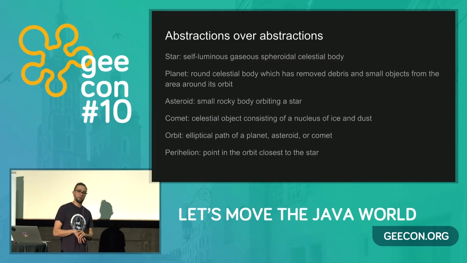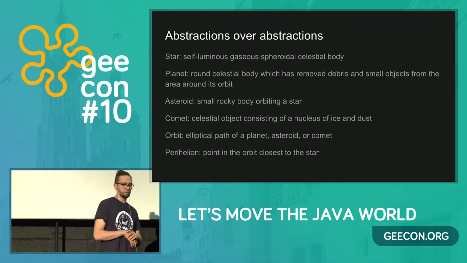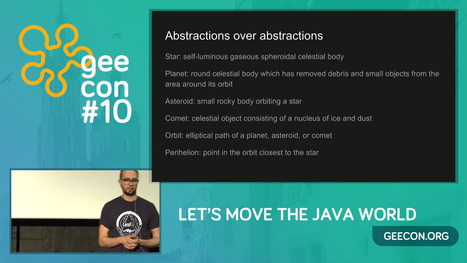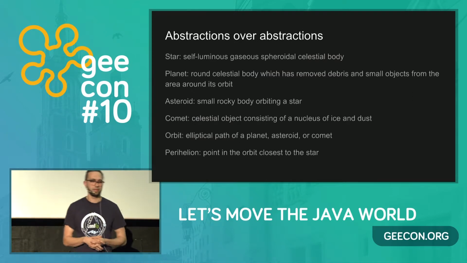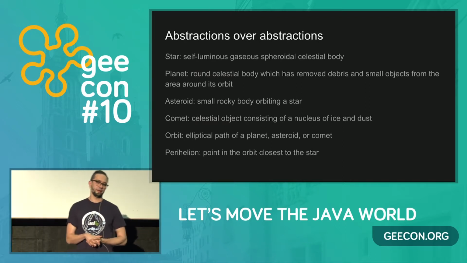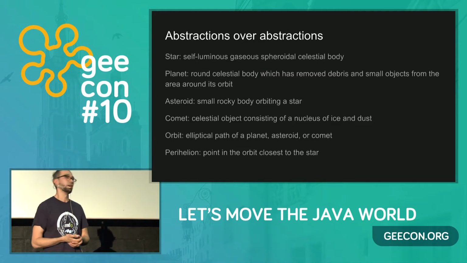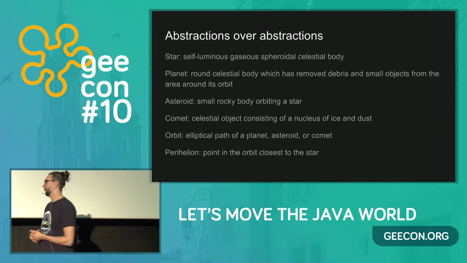Now, another example. Let's have a few definitions. We have a star, which is a self-luminous gaseous spheroidal celestial body, a planet with its own definition, asteroid, comet, orbit, and the last definition is perihelion. Sounds simple: the point in the orbit closest to the star.